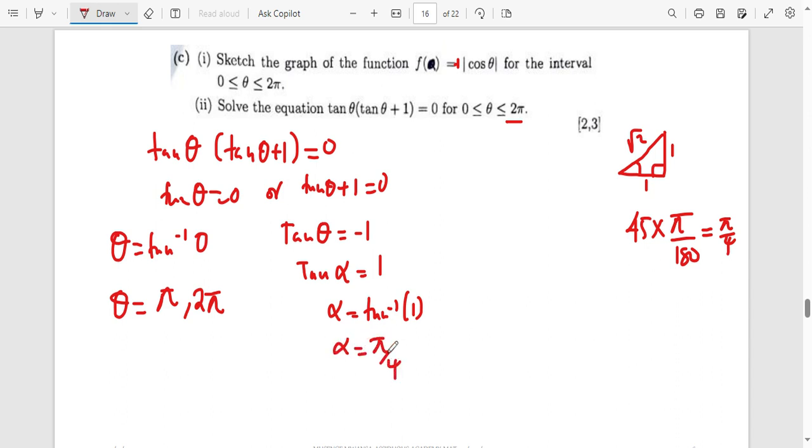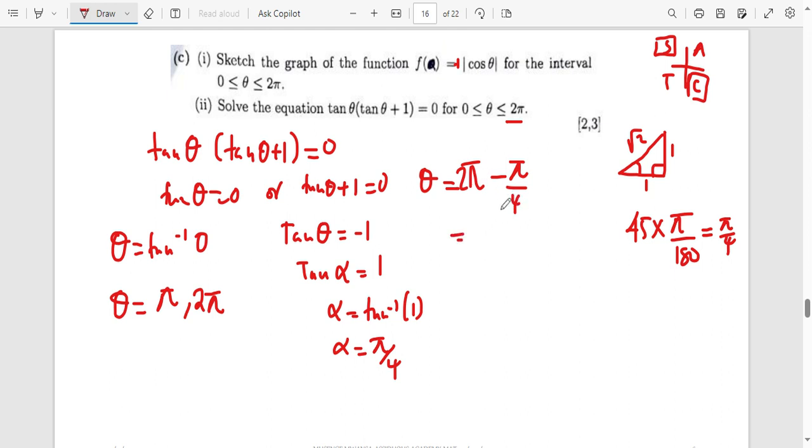Our aim is not to find alpha, our aim is to find theta. So go on the quadrant system. All Students Take Copy. Where is tan negative? It is negative in the second quadrant and also in the fourth quadrant. Therefore, theta, when you are finding angles in the second quadrant, is always 180, which is 2 pi minus the first quadrant angle, which is pi over 4.